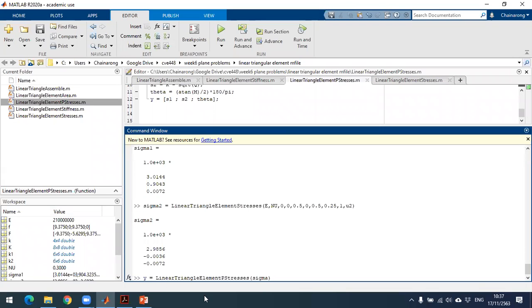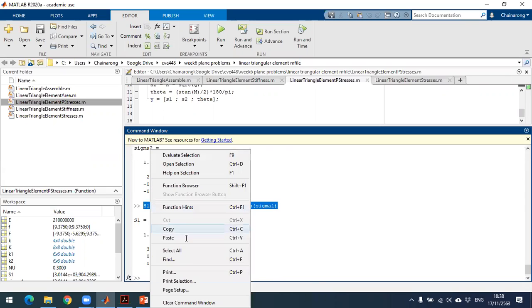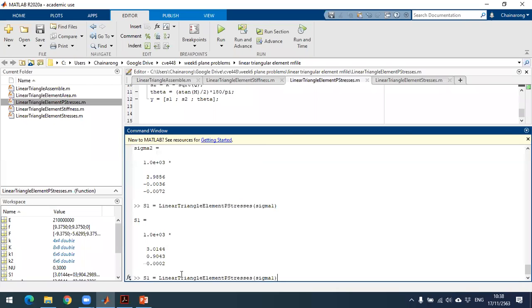So for this case, we will use S1 to define the principal stress for element number 1. It should be sigma 1. Okay, that's all. We obtain the principal stress already for element number 1. And for element number 2, okay, we obtain this. And I would like you to check the solution and discuss this solution again.